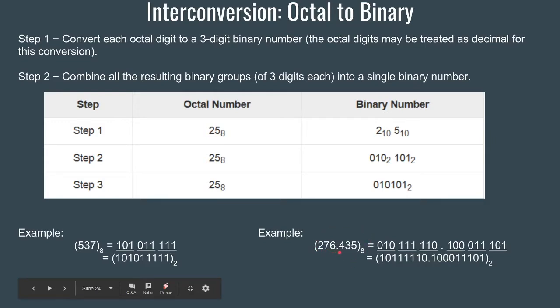Now let's take a look at one more example. We have 276.435 in the octal number system. To convert it, we have again 2 written as 010, 7 as 111, 6 as 110. We put a decimal point over here. Then we have 4 whose equivalent binary is 100, 3 is 011 and 5 is 101. Now we combine this entire thing and we get 10111110.100011101. Take note that I did not write this particular 0 over here because I have already said earlier that you can always remove any stray zeros.